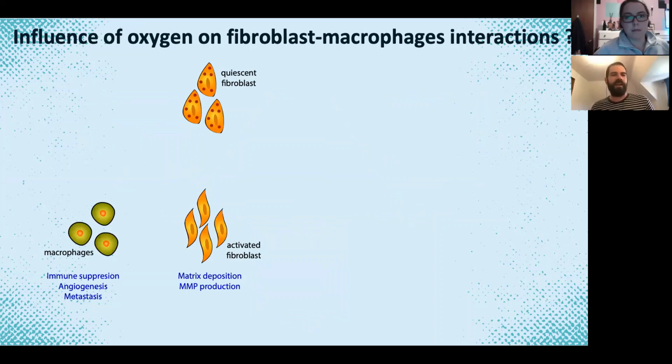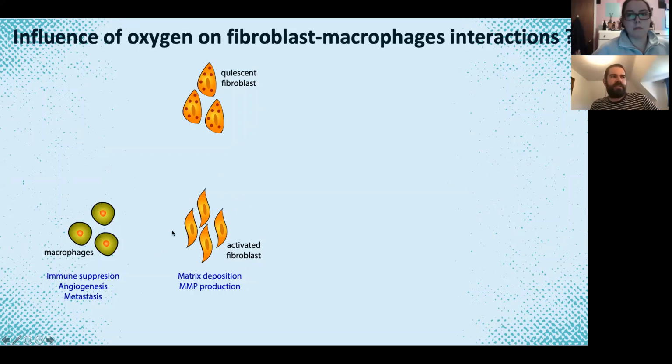So why is it relevant to look at oxygen in fibroblast-macrophage interaction? I mean, that's a good question. Why are we doing that, right? In cancer, if you look at fibroblasts and macrophages, there are actually two types of fibroblasts and a lot of types of macrophages. But if you take the big picture, there is macrophage on one side, fibroblasts that are activated on the other side, and fibroblasts that are non-activated, the quiescent ones.